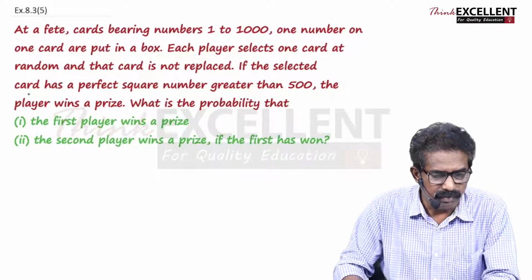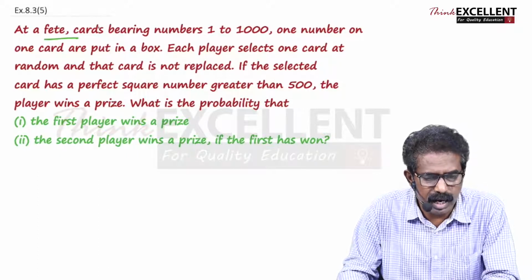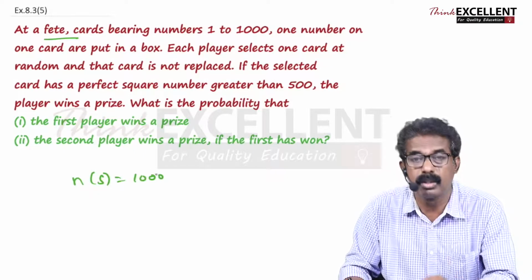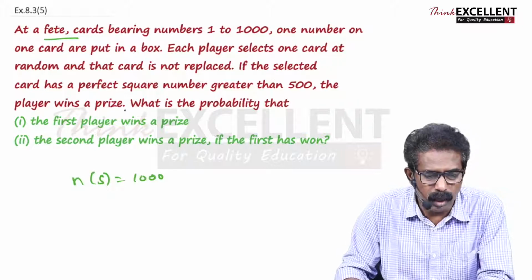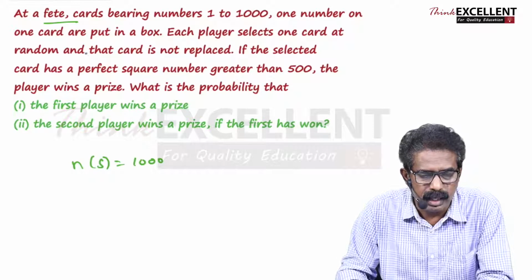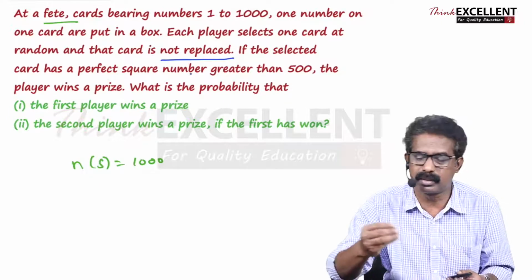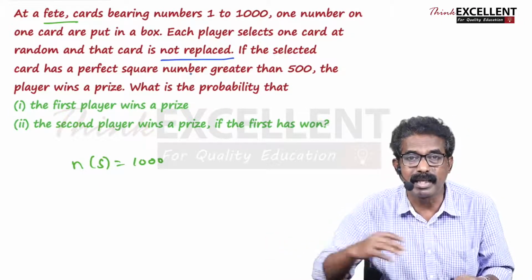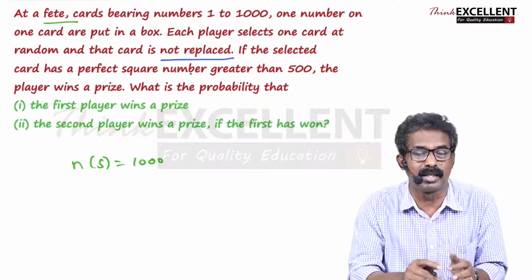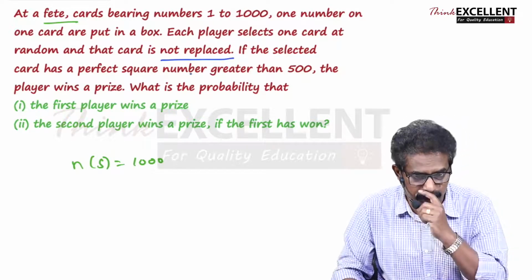Now let's move on to question number 5. At a fete, that's some public function, cards numbered 1 to 1000 are put in a box. So n of S is equal to 1000, because 1 to 1000, right? Each player selects one card at random and that card is not replaced. Totally 1000 cards. One person comes, takes one card, and keeps it separately. Next person comes, how many cards will be there? 999 cards, because the first card is not replaced. So read it very carefully.